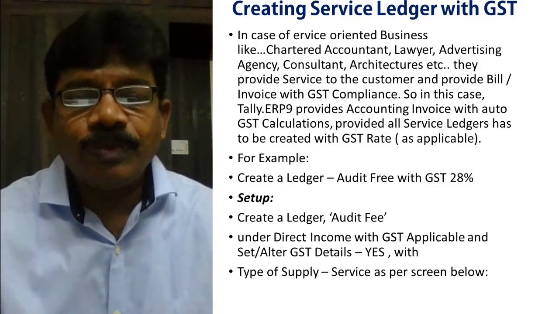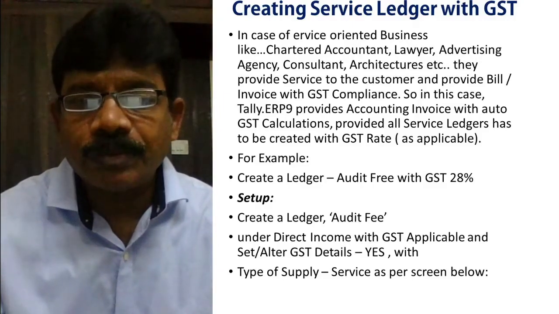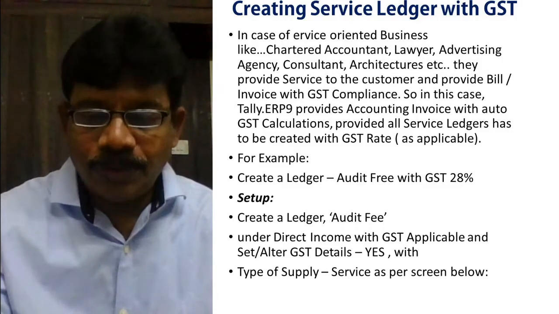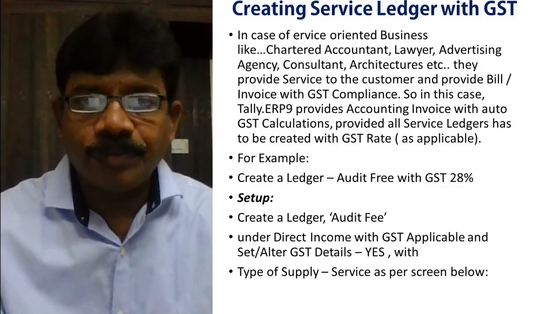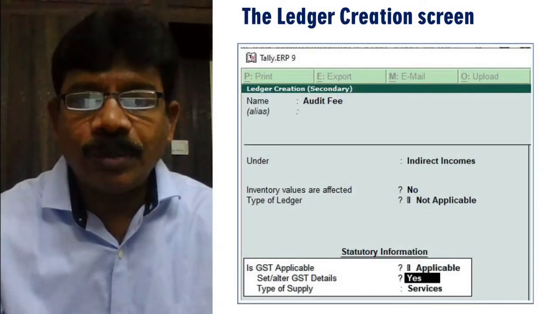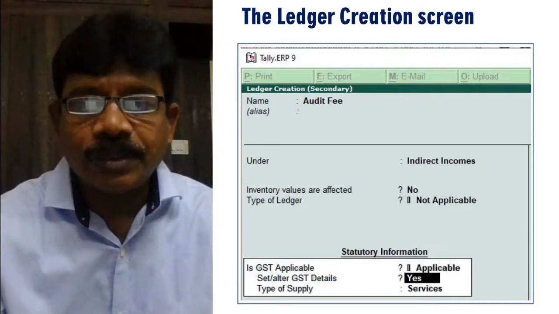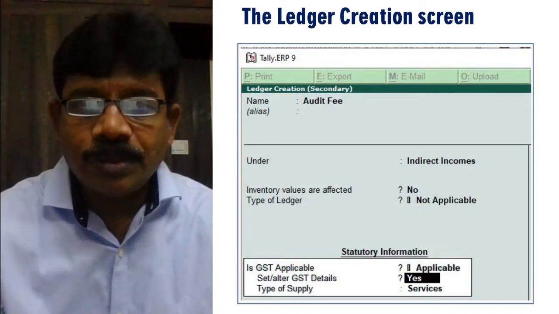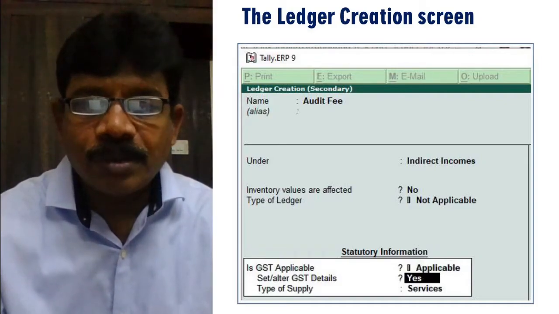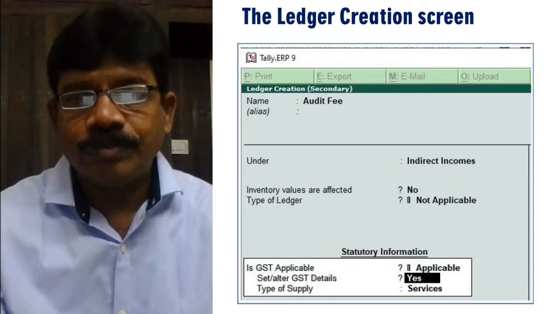Okay. And direct income with GST applicable, alter GST details yes. Type of supply, earlier we selected goods, but in this we are selecting service. Okay. We will see how we created this audit fee in this screen. See that. Name audit fee under direct income. Here it is mentioned indirect income, but it is direct income. Inventory value is affected, no. Type of ledger is not applicable. But in statutory information, is GST applicable? We mentioned yes. Alter GST details, yes. Type of supply, okay.